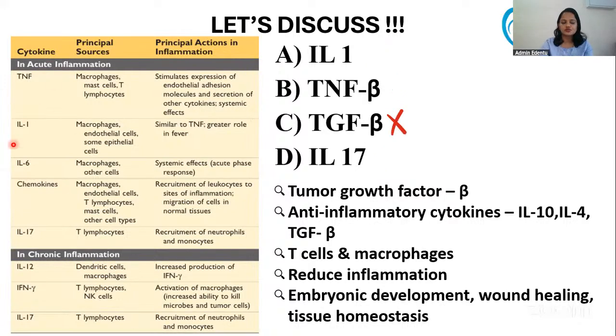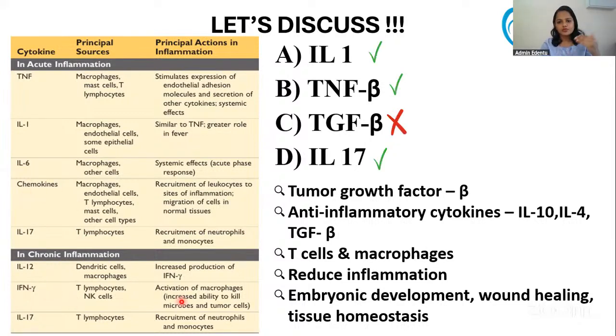Then we have the interleukins: interleukin 1, interleukin 6, interleukin 7, 12, and 17. All are principally involved in inflammation. These are also released from the macrophages and the T lymphocytes, and 12 is from the dendritic cells also, and 17 is again from the T lymphocytes. They mediate inflammatory processes like fever, help in the release of other cytokines like interferon gamma, and the recruitment of neutrophils and monocytes is done by these interleukins. Then we have the chemokines and the interferon gamma also.